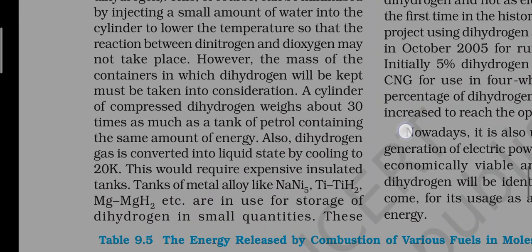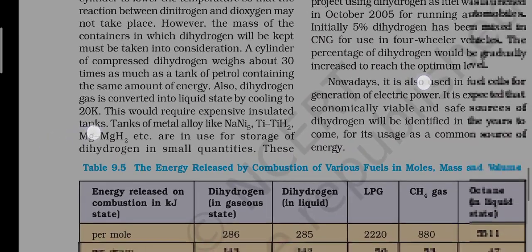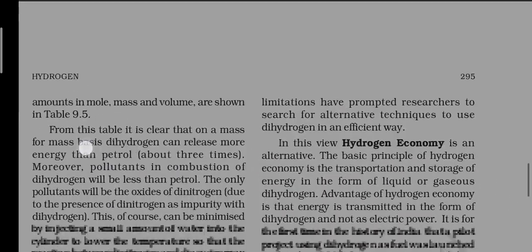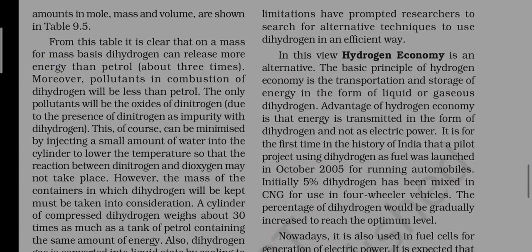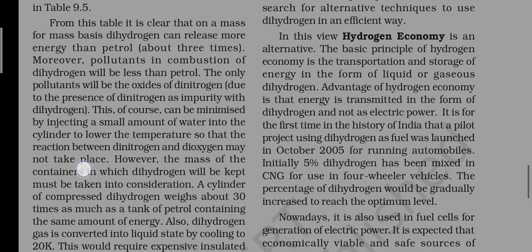A cylinder of compressed dihydrogen weighs about 30 times as much as a tank of petrol containing the same amount of energy. Also, dihydrogen gas is converted into liquid state by cooling to 20 Kelvin. These limitations have prompted researchers to search for alternative techniques to use dihydrogen in an efficient way. In this view, hydrogen economy is an alternative.